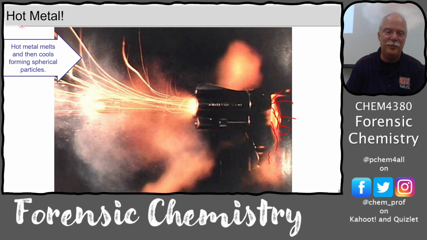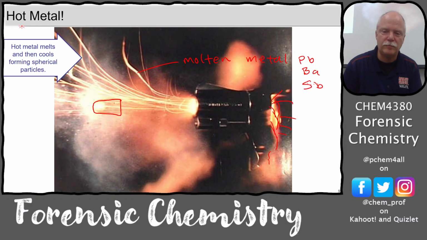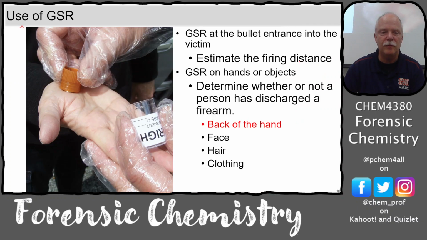And what a cool picture. You can actually see the bullet coming out here. So that's such a cool picture. So there's the bullet. And you see all of these little traces. Those are the molten metal and burning particles that contain lead, barium, and antimony. So that's really what we're going to be looking for in terms of our gunshot residue.